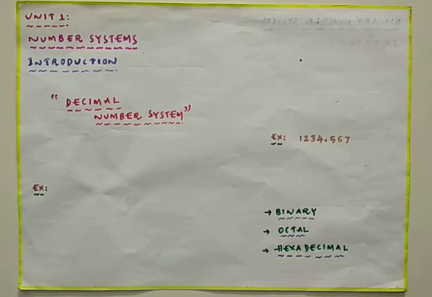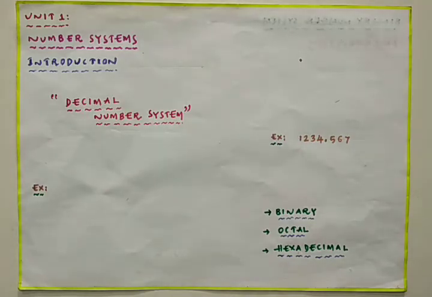So, unknowingly we have been using a number system. That number system is called the decimal number system. Deci means 10, that means it has 10 digits. We can call these digits different symbols. Those 10 digits are from 0 to 9.